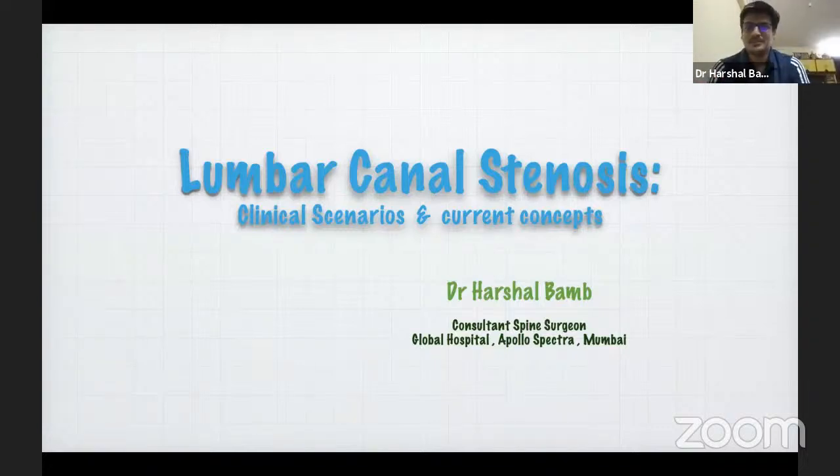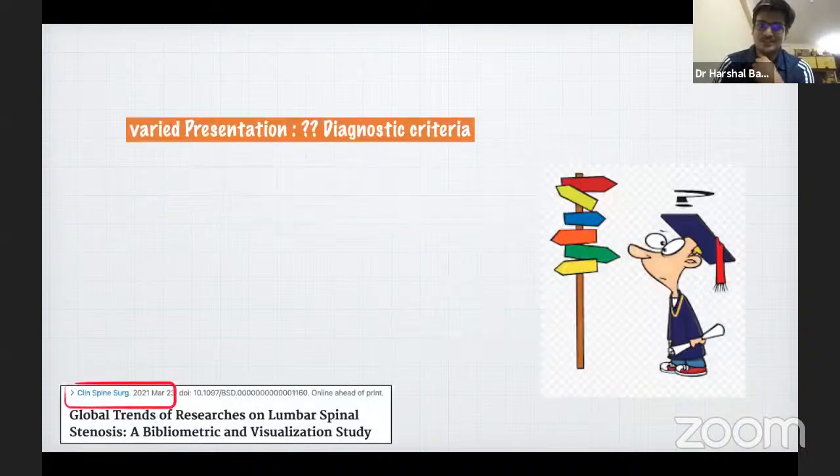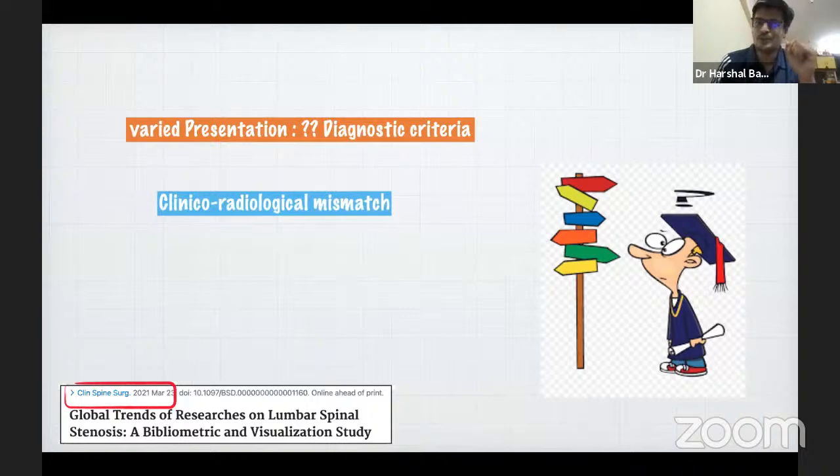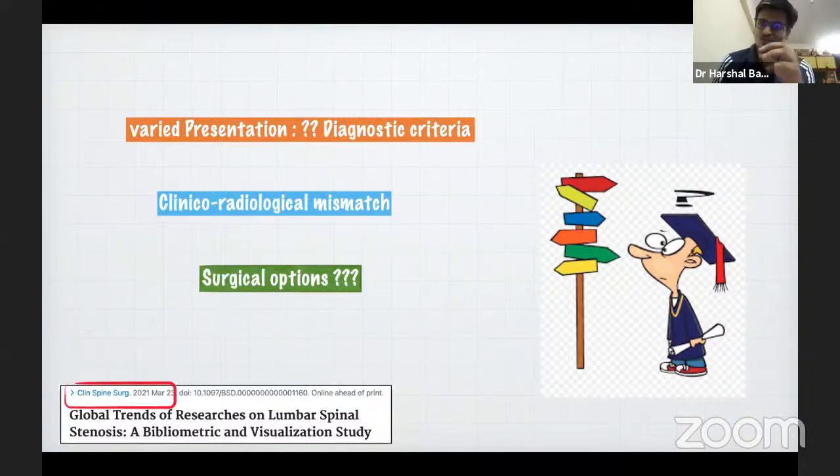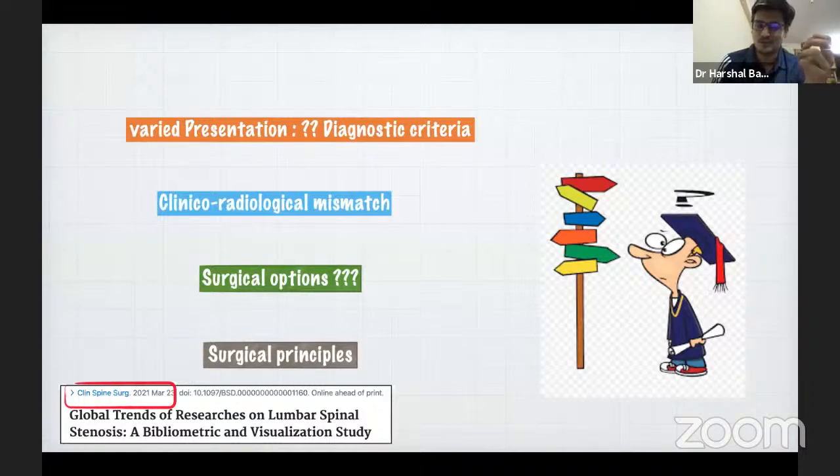Is it visible? Yes. So, good evening. We are talking today about lumbar canal stenosis, the current clinical scenario, current concepts and some clinical scenarios. Why we talk about lumbar canal stenosis is because it has varied presentation. There's no defined diagnostic criteria for diagnosing lumbar canal stenosis. More often than not there's a clinico-radiological mismatch. The surgical options are varied, right from open surgeries to minimally invasive surgeries to endoscopic surgeries. And there are different surgical principles, whether to fuse or not to fuse.